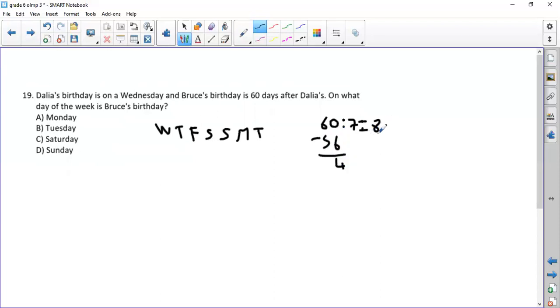It means when it goes to Wednesday, after 8 weeks, he will finish on Wednesday. Then we'll start to count this remainder of 4. So 1, 2, 3, 4. So his birthday will be on Saturday. It means 4 days after he finished 8 weeks. 8 weeks later and 4 days. So the answer will be Saturday.